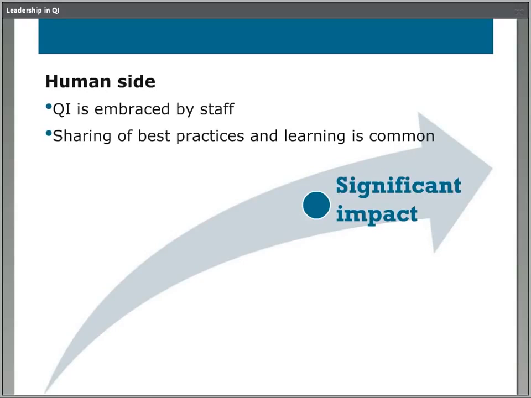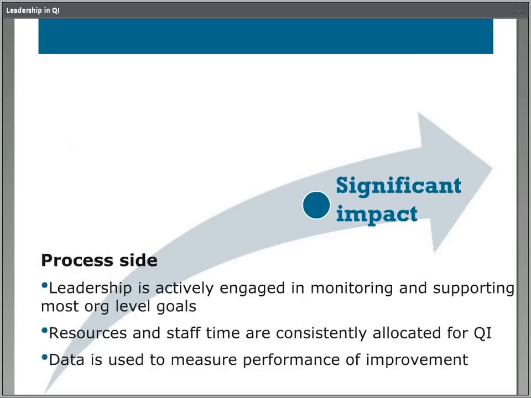The tide's turned. Quality improvement is really embraced by staff, not just the leadership, but staff. And sharing of best practice and learning is common. We see leadership actively engaged. They're monitoring and supporting most of the organizational level goals. And as we develop more experience, we find there's more resources and staff time consistently allocated for quality improvement. And again, data is used to measure the performance of the improvement. So we can see how we're doing.